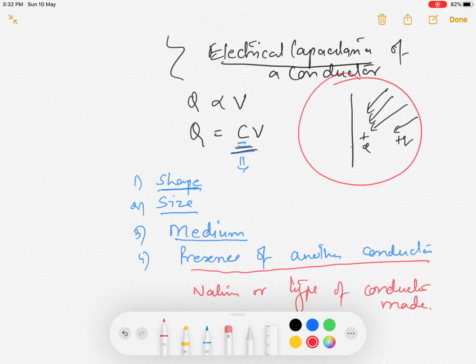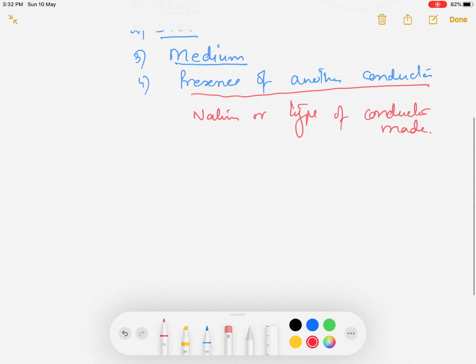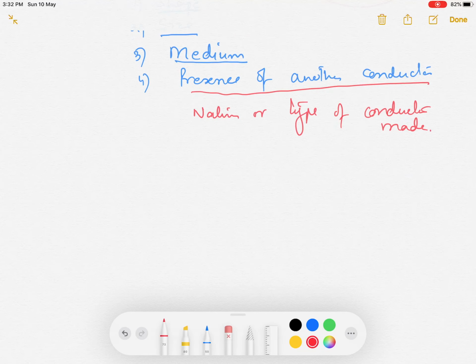So this much is clear to you. Now next we come to the unit of capacitance. Children, the unit of capacitance is farad. It is a large unit, farad, and in symbolic form it is written as F.